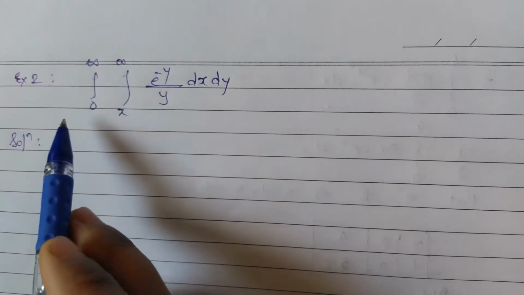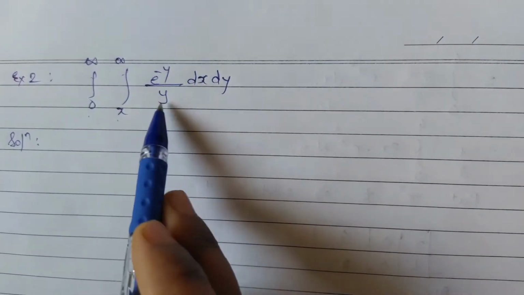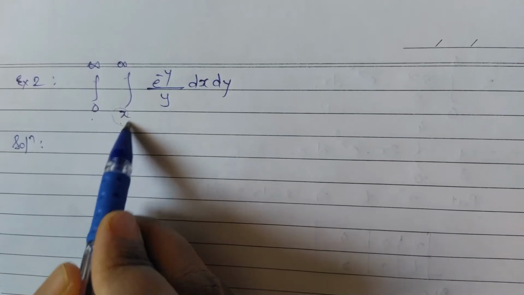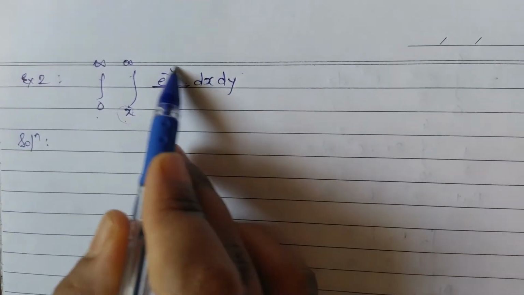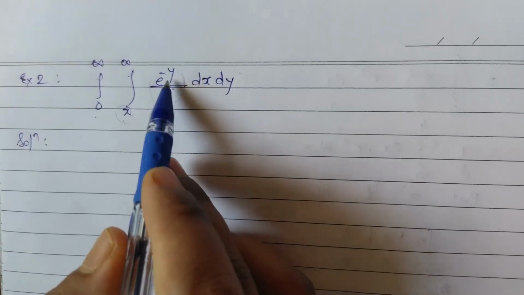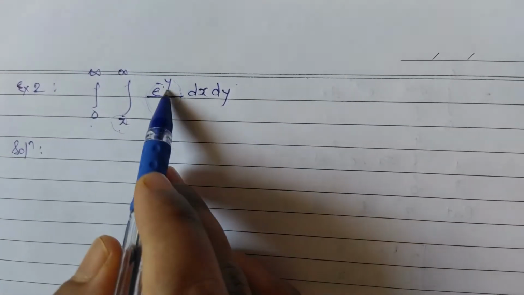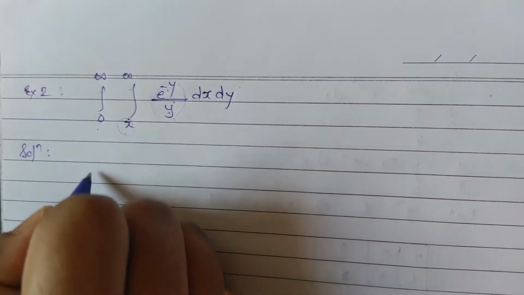Now the second problem: the integral from 0 to infinity, x to infinity, of e raised to minus y upon y, dx dy. Since the limits are in terms of x, we need to integrate first with respect to y, which is quite difficult because we have two functions of y in division. So what we will do is draw the given curve.